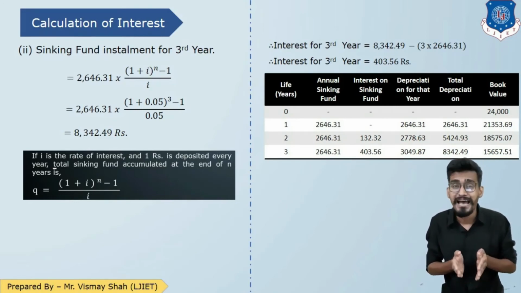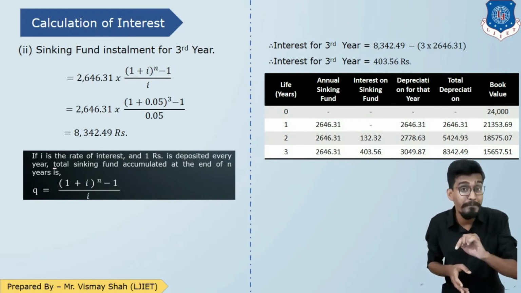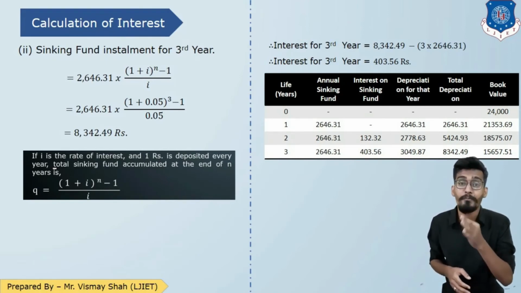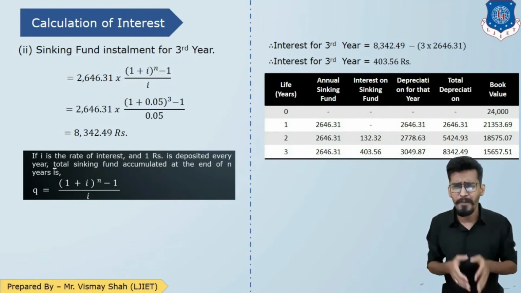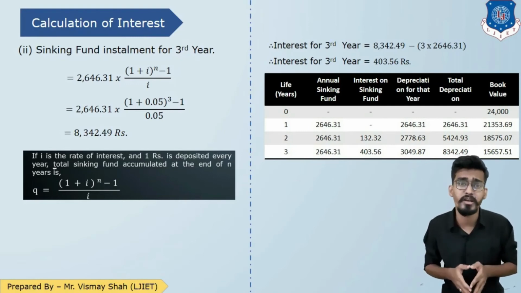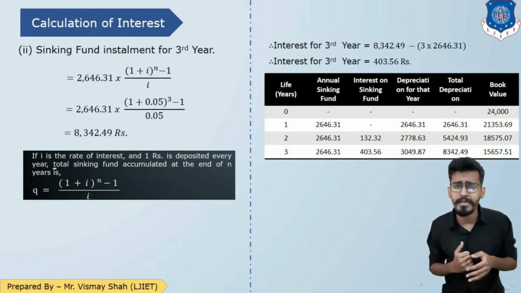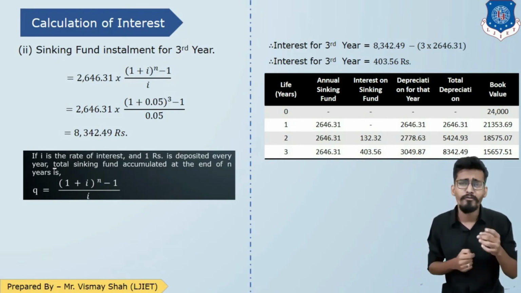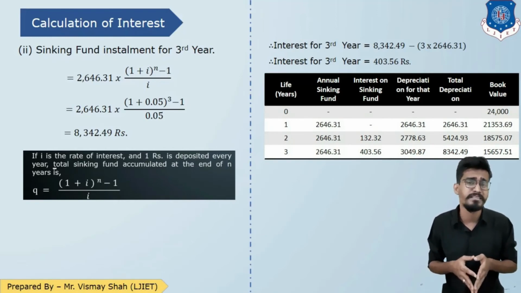So for the third year, I'll get the total value at 8,342 rupees and something. Now this is inclusive of capital. You have invested 3 times capital for the third year. So subtracting 3 times our annual sinking fund, we will get the amount of interest as 403.56 rupees. Now for the book value, I'm continuing that table as you can see above. Now at the end of the third year, the book value will become 15,657 rupees.